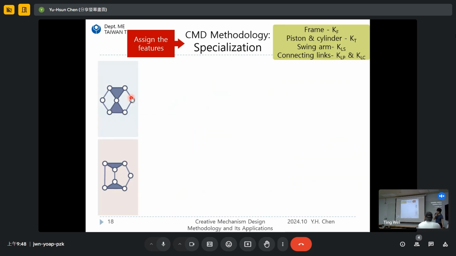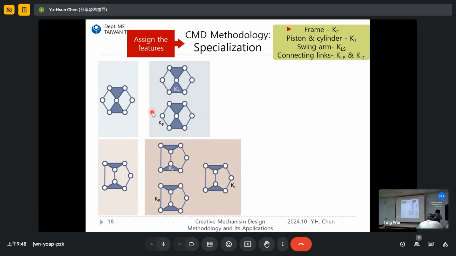So let's start to assign the roles back to the generalized chain. Over here, if we have the frame, which is a fixed link, there are only two results if we assign that. We could assign it to the link with 3 joints, and the other option is to assign it to the link with two joints. So over here we generate 2 different results, and this is still the same. For this generalized chain, that is 3 results.